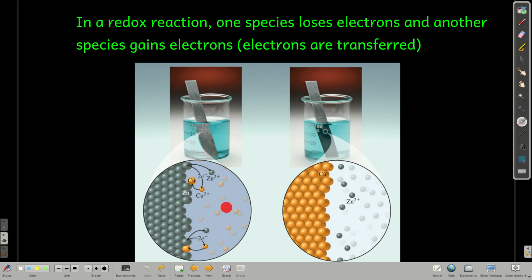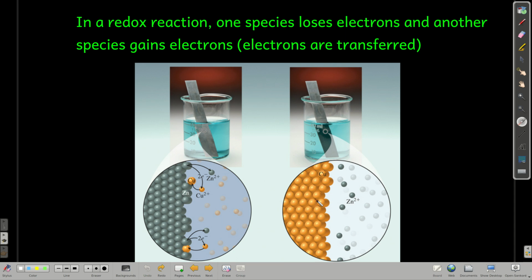Now the copper ions are dissolved in solution because they have charge, and so the water molecules solvate them. But when they have no charge, it's just solid copper metal, and you get a coating of copper on the surface of the zinc. This is a redox reaction. The copper ion is gaining electrons, and the zinc is losing electrons.